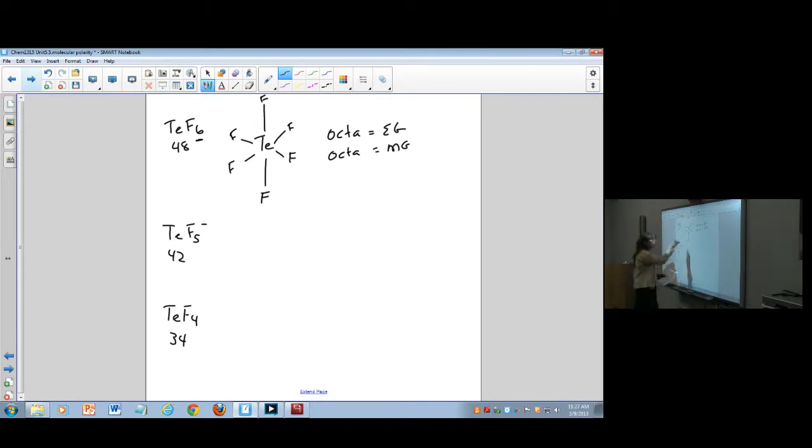All of these fluorines have the same electronegativity, so the bond polarity is all the same all the way around, and so that's non-polar. Of course, if I changed one of these to, for example, a chlorine or an oxygen or something, then it would be polar.